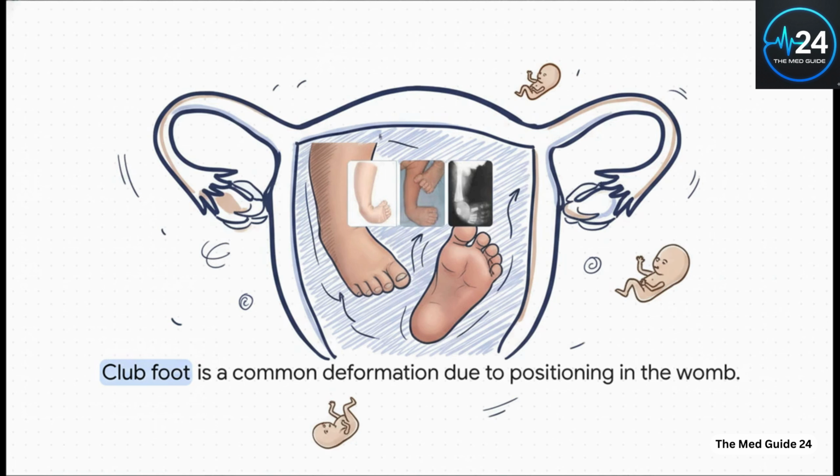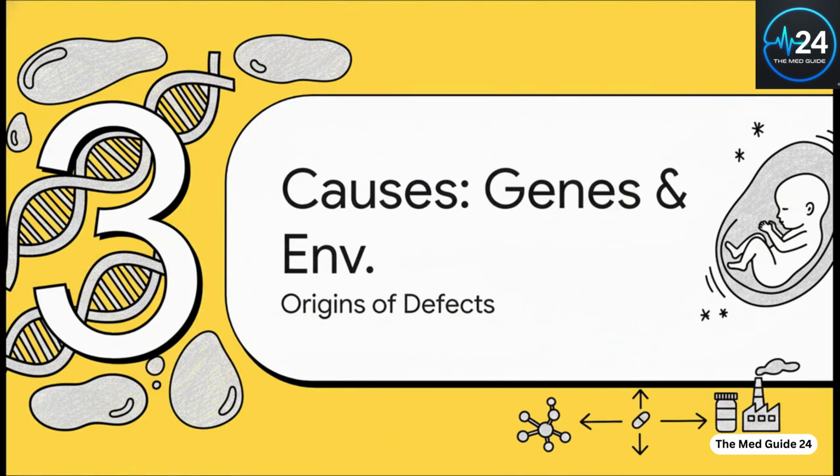The underlying structure is normal. It's the positioning that caused the issue. Okay, so now that we know the different types of defects, let's get to the million-dollar question. What actually causes them? It turns out the origins can be split into two really big categories.